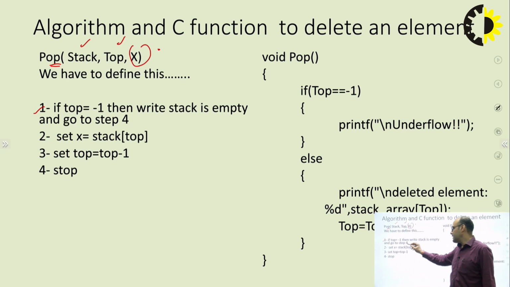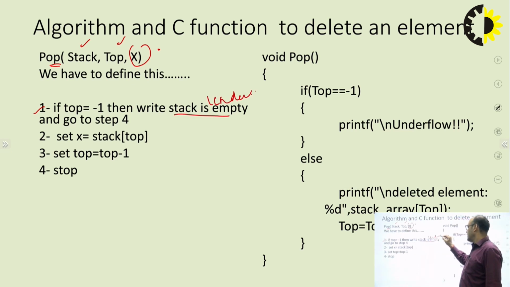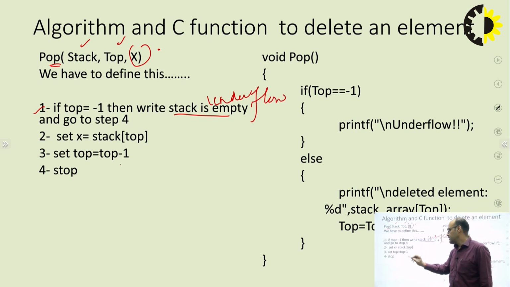Right, if the stack is empty, the empty condition is the underflow condition, and we will exit. Go to step number 4, exit. Stop. Otherwise, what we will do? We will just take out the element from the top of the stack into my variable x and decrement the value of top. This is the algorithm.